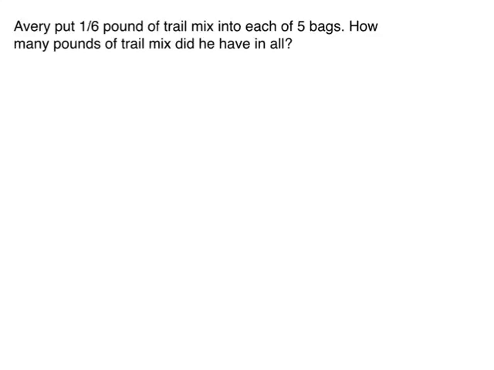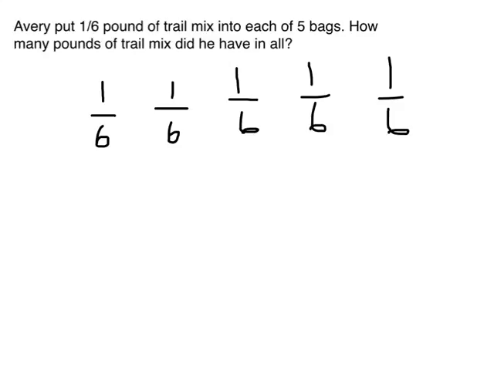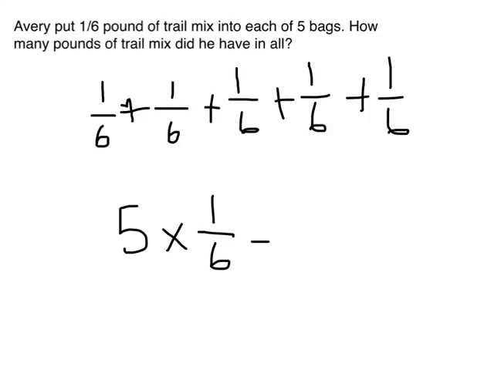This problem looks similar, but requires us to do different thinking. Let's look at this example. Avery put 1/6 pound of trail mix into each of 5 bags. How many pounds of trail mix did he have in all? So this time, I don't know what Avery started with when he split up the trail mix into bags. I know that he put 1/6 into the first bag, 1/6 into the second bag, and he did that a total of 5 times. What kind of problem is this? This is a multiplication problem. 5 times 1/6, because you're adding 1/6 repeatedly. What's 5 times 1/6? It's 5/6. In this problem, Avery had 5/6 pounds of trail mix in all.